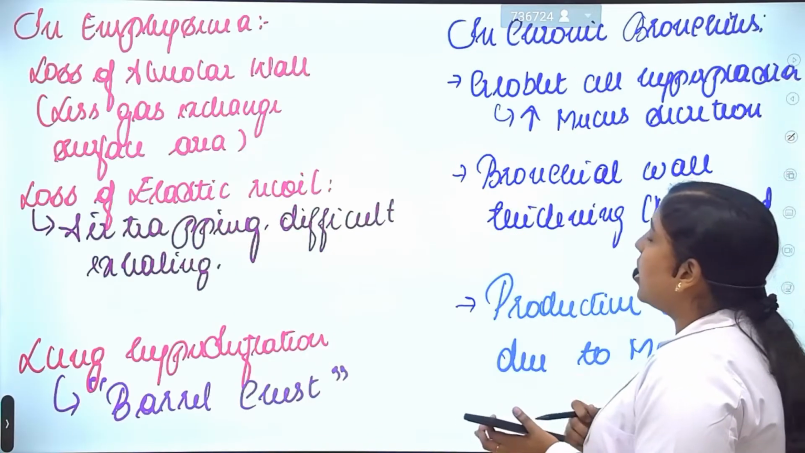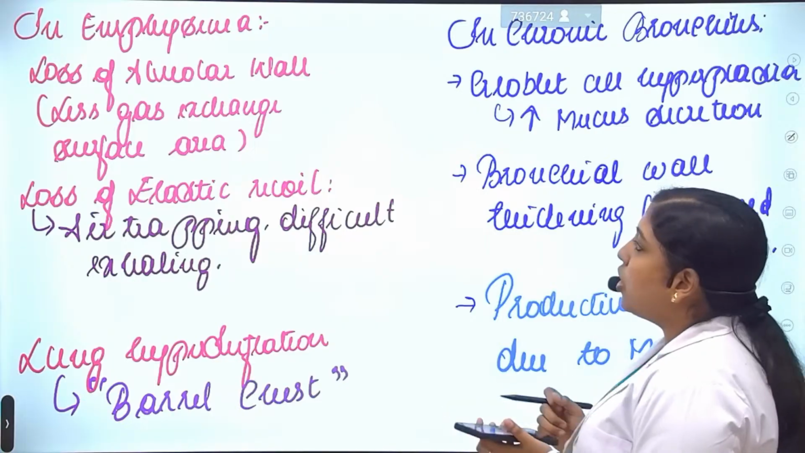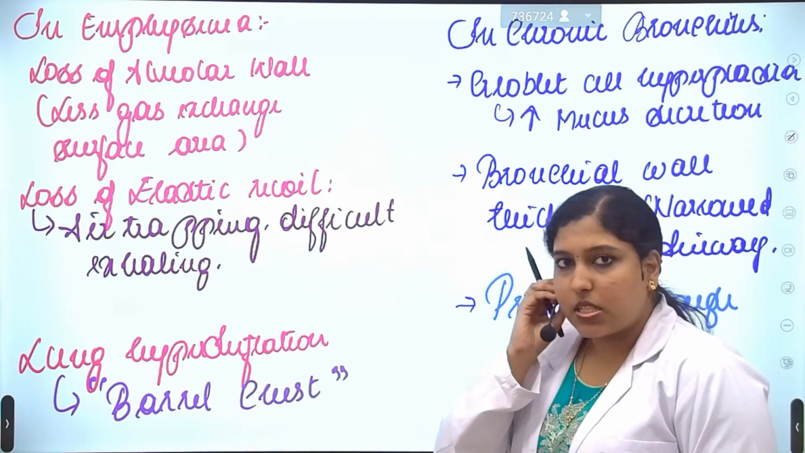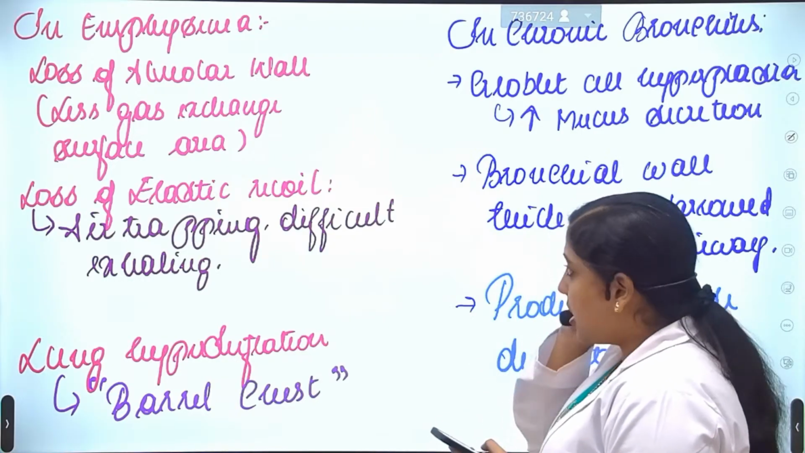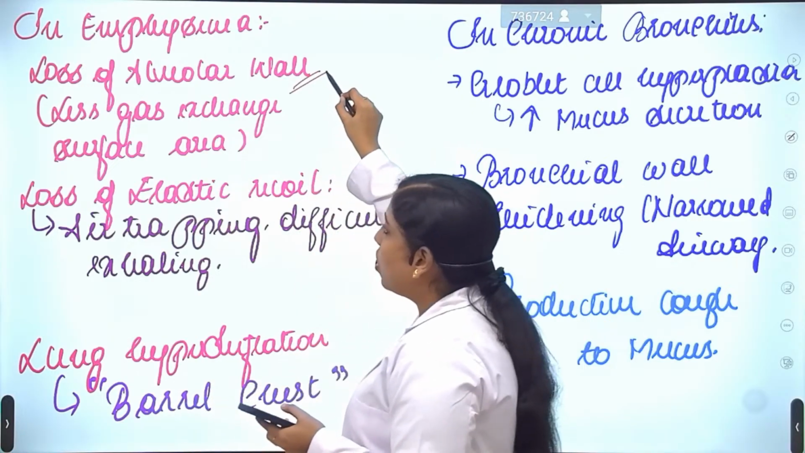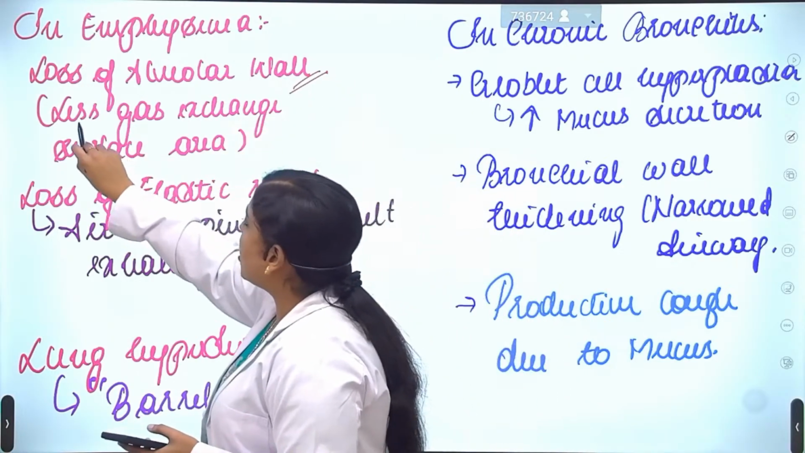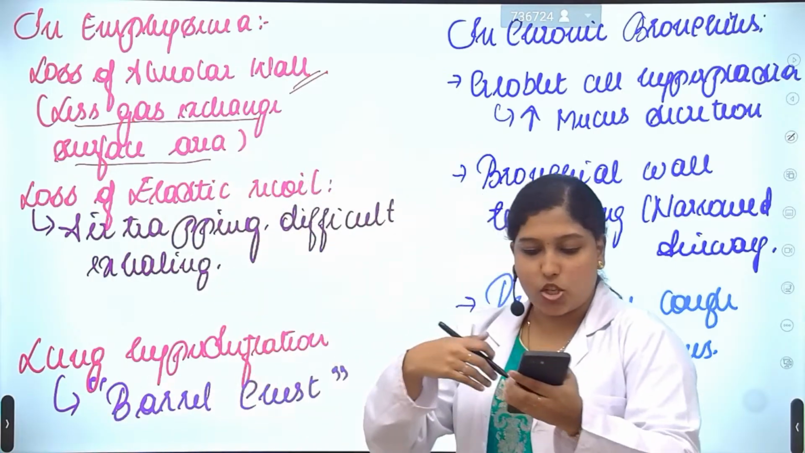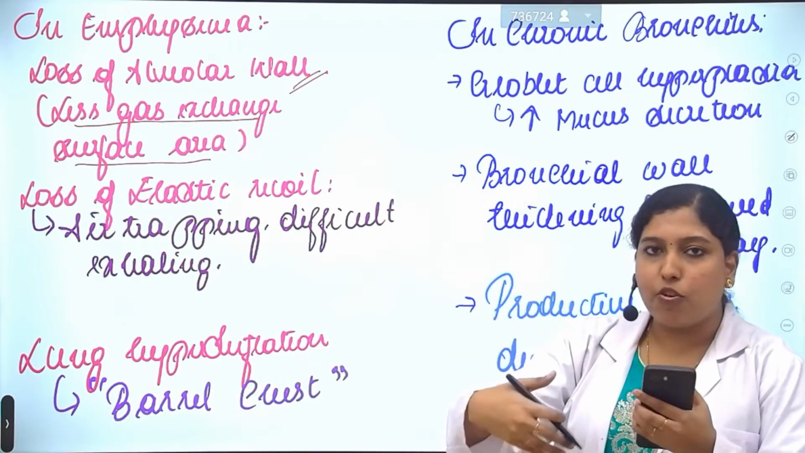Next, in emphysema and in chronic bronchitis, what is happening? First, in emphysema, as we discussed, because of the loss of elastic fiber and loss of alveolar wall, there is less gas exchange and less surface area for the exchange of gas from the alveoli to the capillary, right?